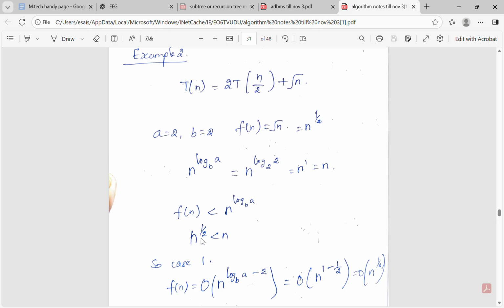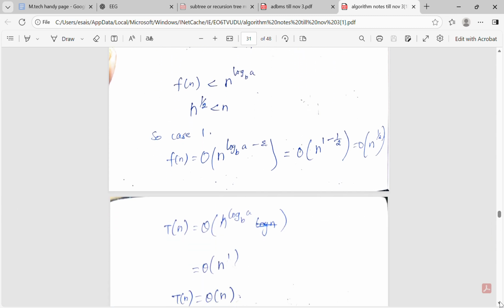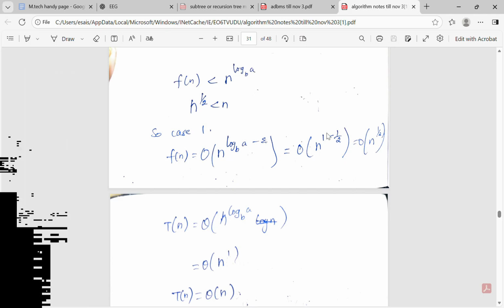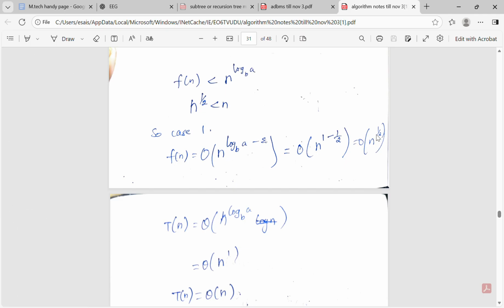For the less than case, we have the formula: f(n) will be O of n^(log_b a - epsilon). Here the difference between f(n) and n^(log_b a) is n power 1, it is O of n power 1 minus 1/2. So f(n) we have found. Now if f(n) is less than n^(log_b a), the T(n) formula is theta of n^(log_b a).